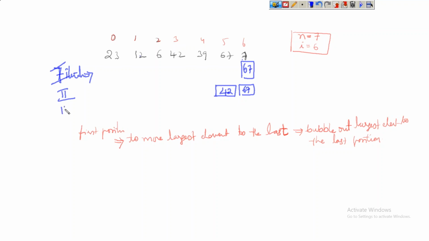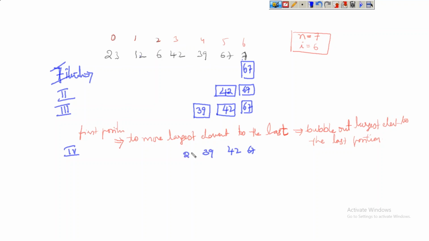Okay, next, by the end of the third iteration, what we have to get is this will be unaltered, this will be unchanged, 42 and 67. And what is the next largest element after 42? That would be 39. So we have to get 39 like this. Okay, and after the fourth iteration, what we have to get? 67, 42, 39.